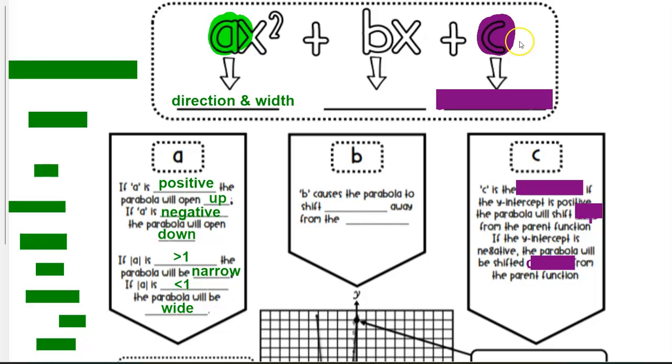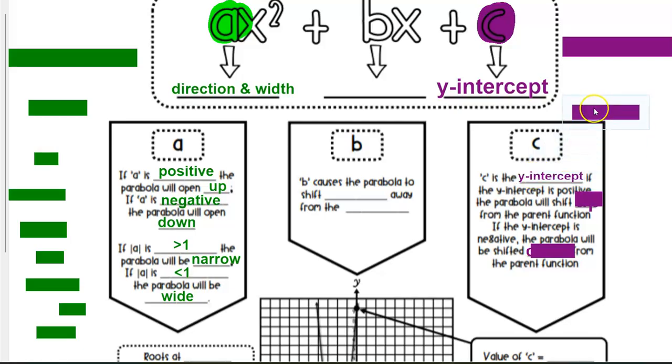In standard form of a quadratic equation, so when we're looking at ax squared plus bx plus c, c tells us the y-intercept of the quadratic function. So c is the y-intercept.